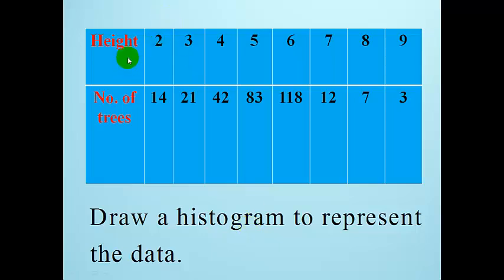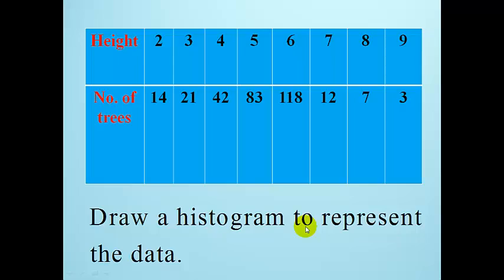Now, this is the table. We have the height and the number of trees. So 2 corresponds to 14, 3 corresponds to 21, 4 corresponds to 42, 5 corresponds to 83, 6 corresponds to 118, 7 corresponds to 12, 8 corresponds to 7, and 9 corresponds to 3. That's the height and the number of trees.